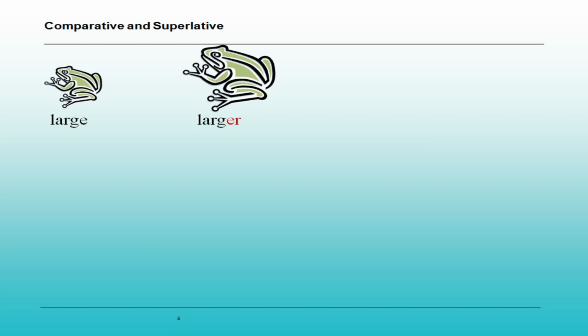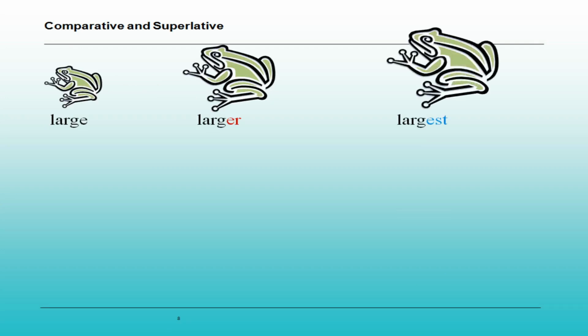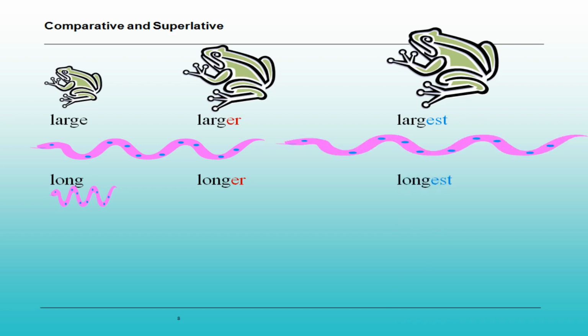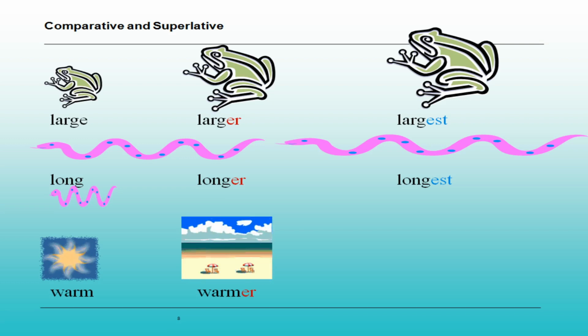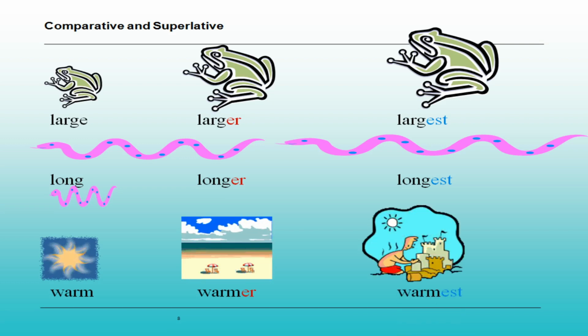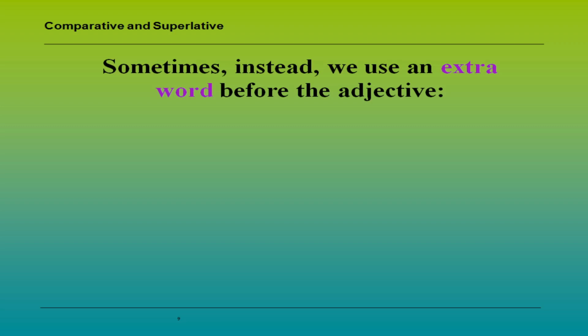The comparative form of large is larger, then the superlative form is largest. Then long becomes longer and longest. Comparative form is longer, superlative form is longest. Then warm. Comparative form warmer, then the superlative form is warmest.